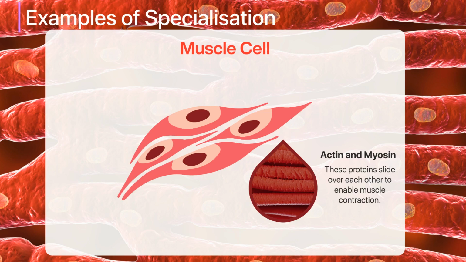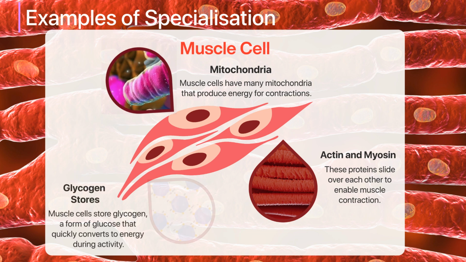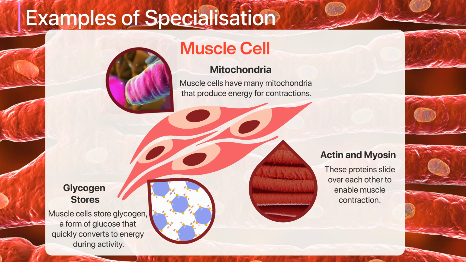Furthermore, like sperm cells, muscle cells have numerous mitochondria, which produce the energy needed for muscle contractions. Muscle cells also store glycogen, an insoluble form of glucose that can be quickly converted into energy during muscle activity. These features make muscle cells well suited for their role in movement and support in our bodies.